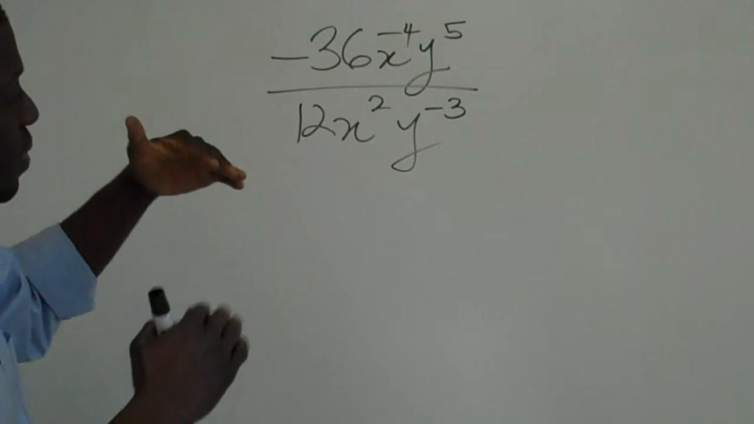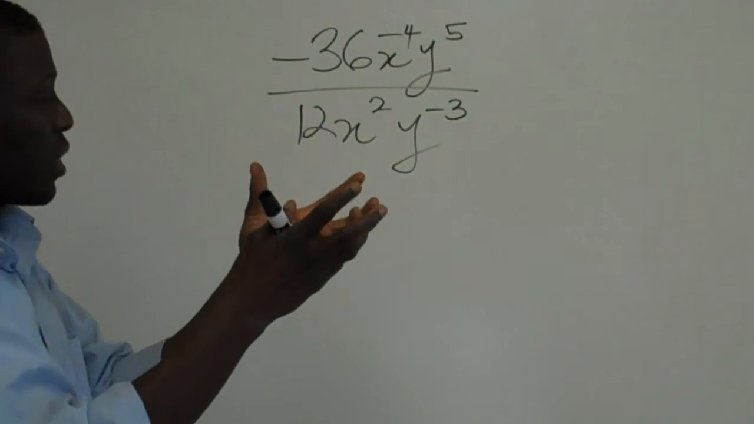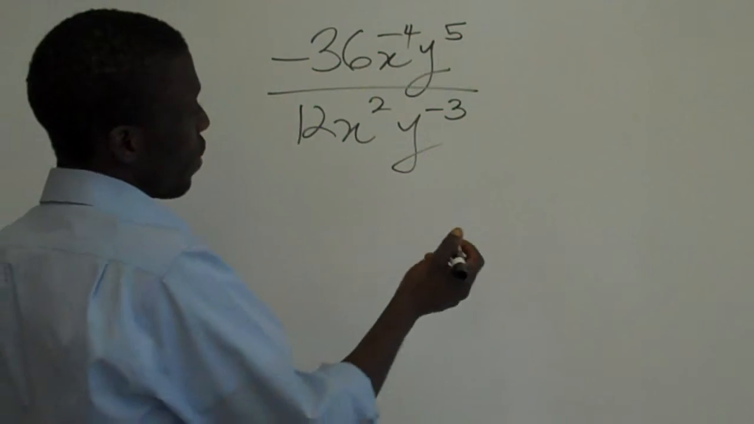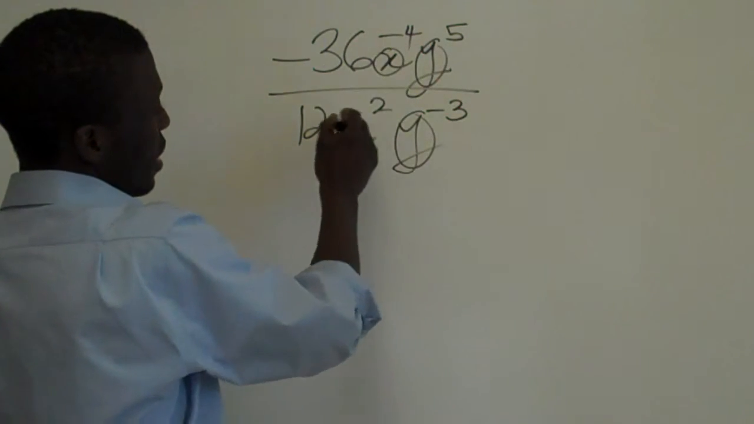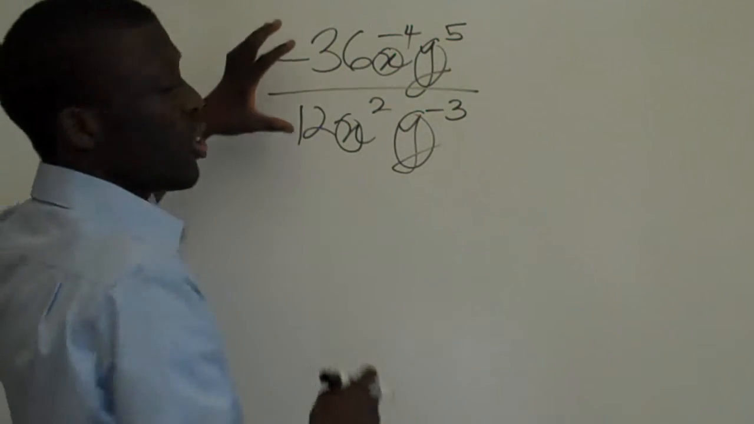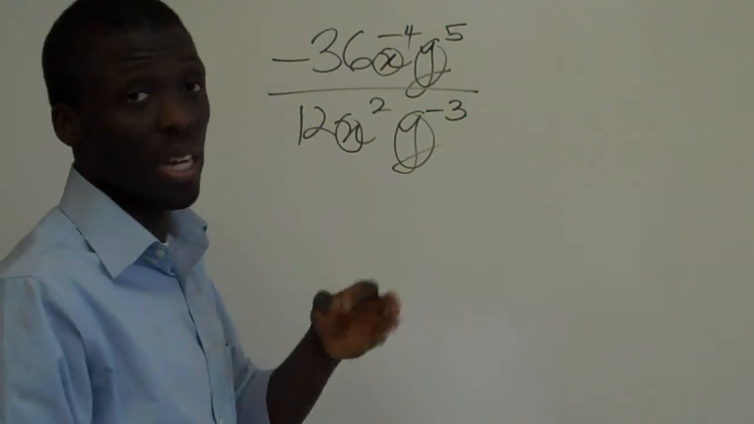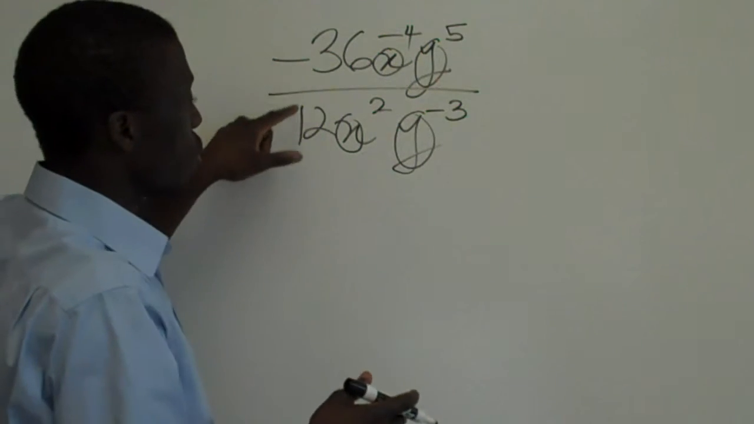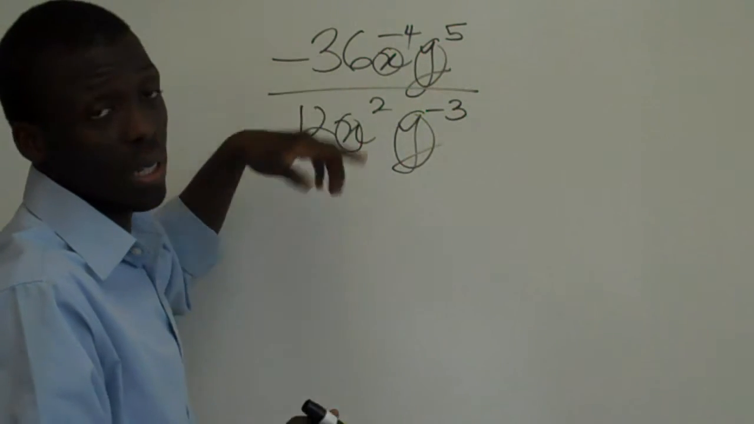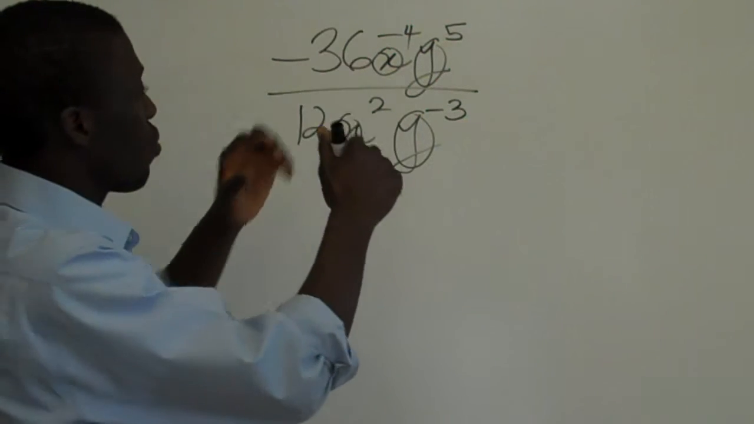Look for things that have the same base, or kind of the common root, if I could use that word for a second. We have y's, we have x's. Let's quickly deal with the numbers. 12 goes into 36 3 times. That's pretty basic. If you didn't know that, you could say 2 goes into 12 6 times, 2 goes into 36 18 times. Then you keep going.